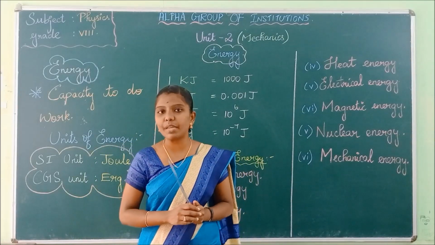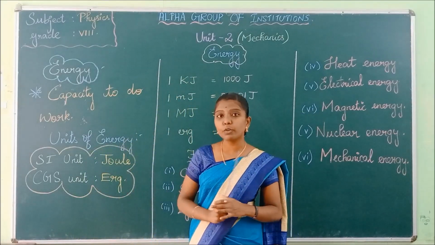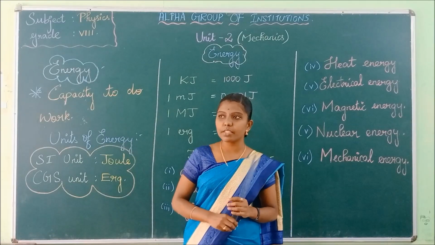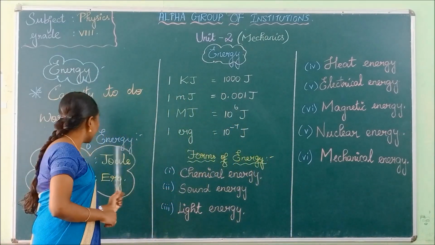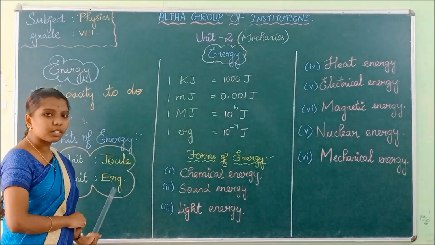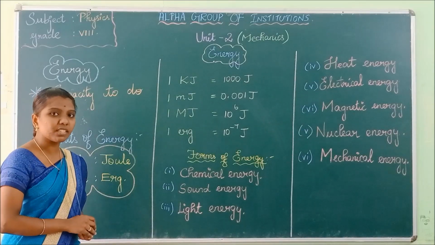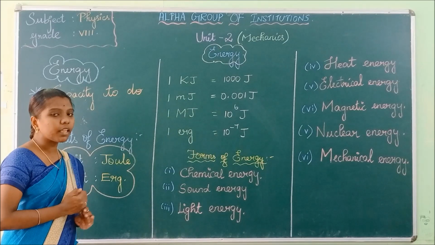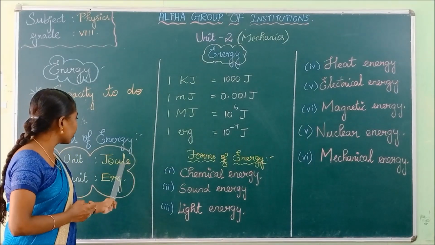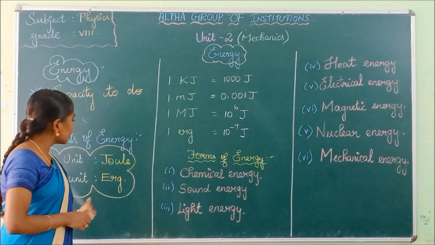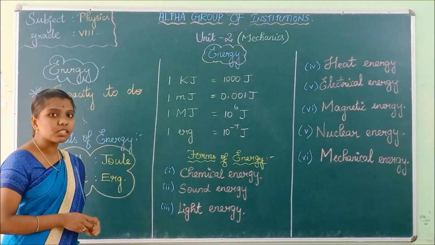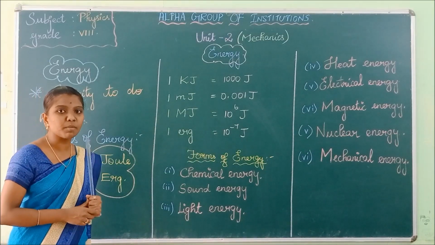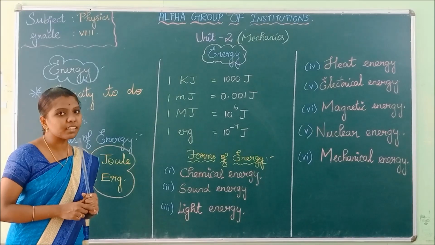The SI unit of energy is Joule. SI unit of work is also Joule and SI unit of energy is also Joule. What is meant by CGS system? Centimeter, gram, second system. In SI system, the unit of energy is Joule. In CGS system, the unit of energy is Erg.